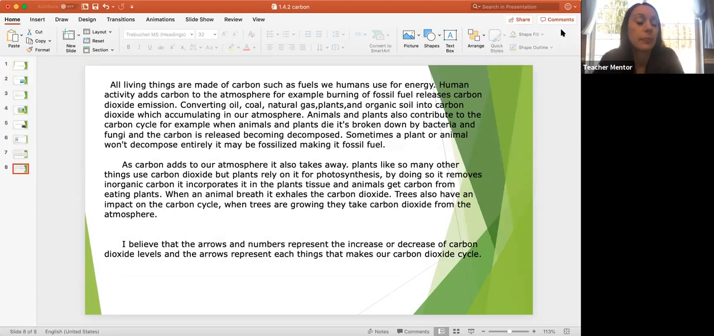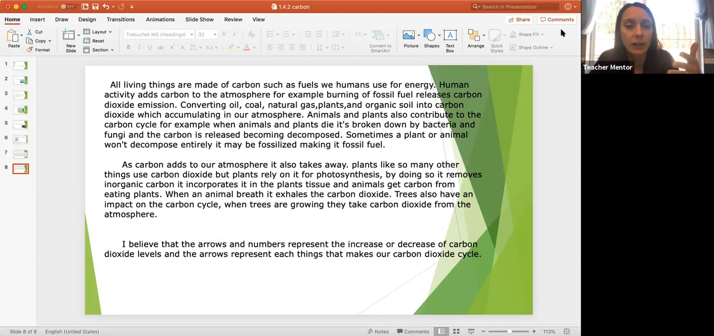The student wrote, all living things are made of carbon, such as fuels we humans use for energy. Human activity adds carbon to the atmosphere. For example, burning a fossil fuel releases carbon dioxide emission. Converting oil, coal, natural gas, plants, and organic soil into carbon dioxide, which accumulates in our atmosphere. Animals and plants also contribute to the carbon cycle. For example, when animals and plants die, they're broken down by bacteria and fungi, and the carbon is released, becoming decomposed. Sometimes a plant or animal won't decompose entirely, and it can be fossilized, making fossil fuel.